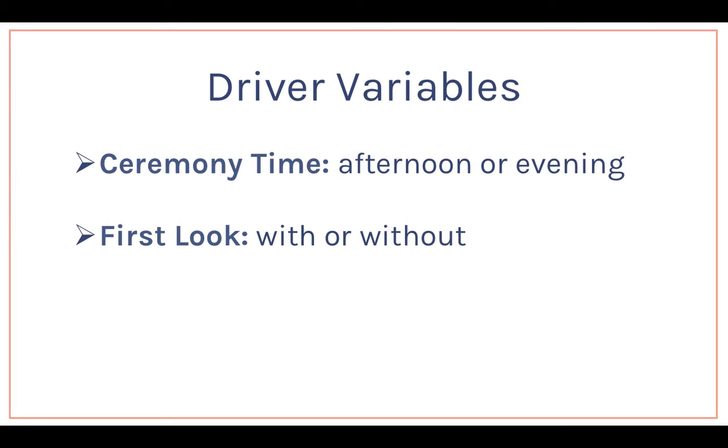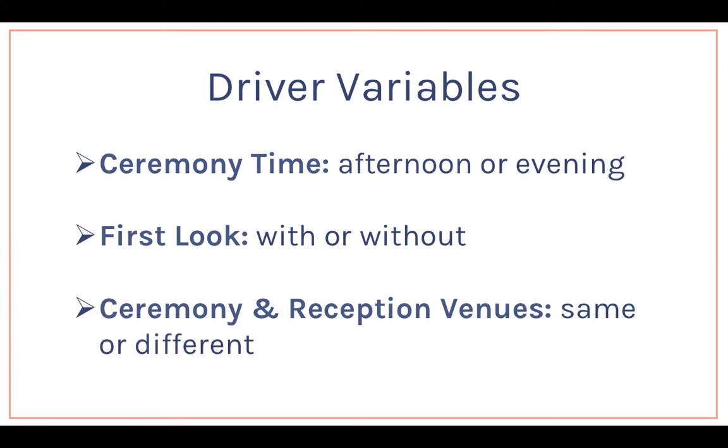Now, you also have a first look, whether or not there's a first look. These days, in roughly half the cases, you'll have one. In the other half, they're sticking with tradition and not having one. And that has a big effect on your timeline. The last driver variable is whether or not the ceremony and reception venues are the same or different. Again, depending on the region, I found that in roughly half the cases, they're the same, and the other half, they're actually different.